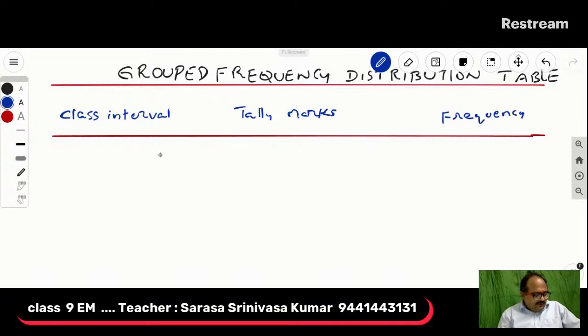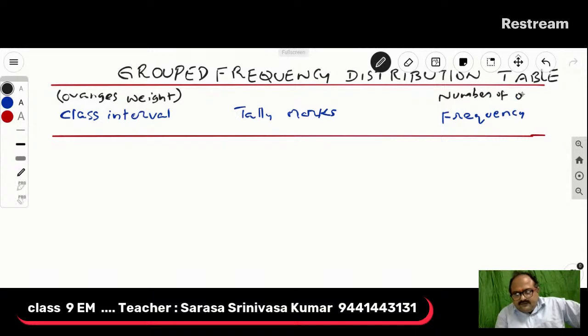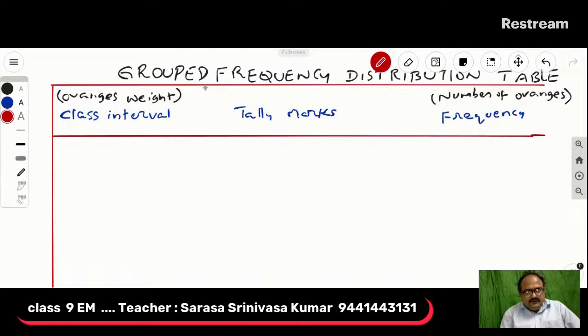Here, let us note down what is given in the problem. The orange's weight is taken as the class interval, and the number of oranges is taken as the frequency. Now let us start our frequency distribution table.